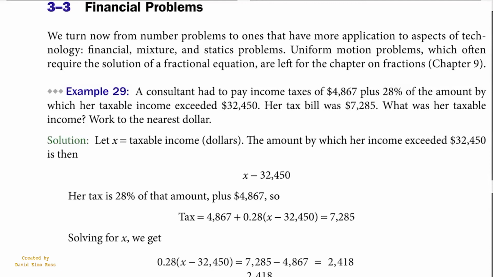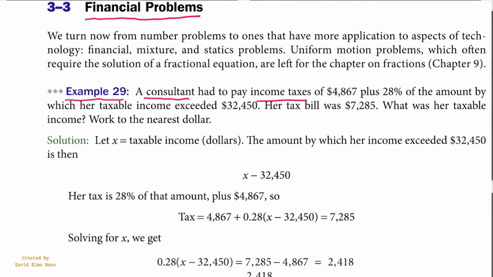Time to turn our attention to financial problems. Everybody's had financial problems, especially when we take a look at something like example 29, which I think we can all relate to, income tax. That's definitely a financial issue. Now, this person is a consultant, but it could be anybody, it doesn't matter.